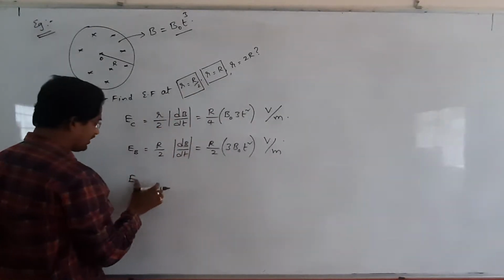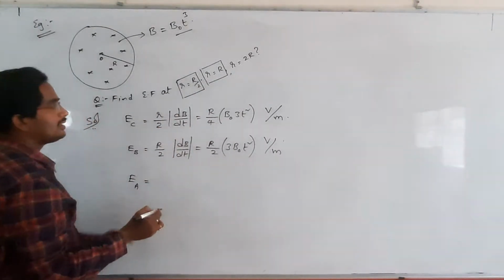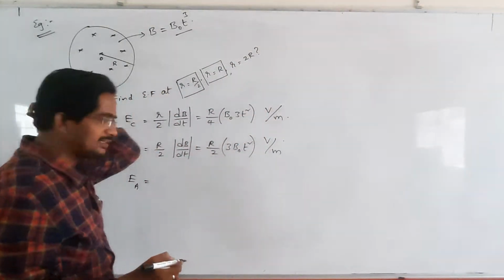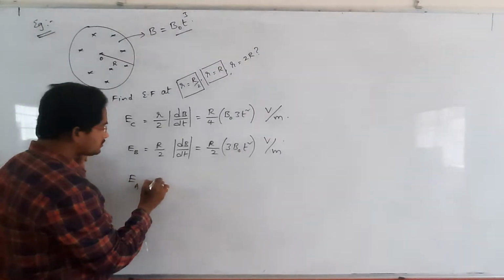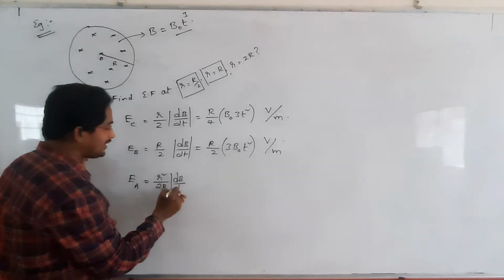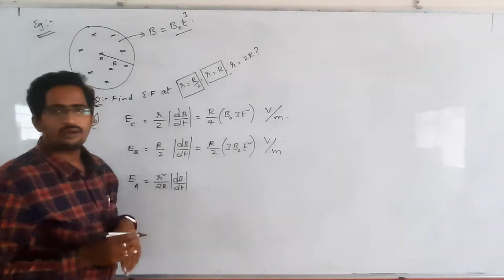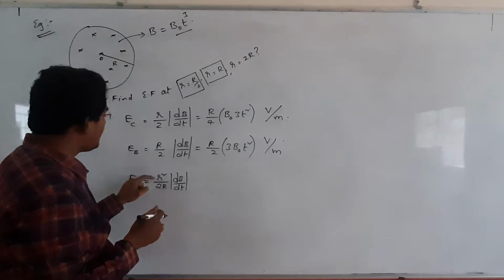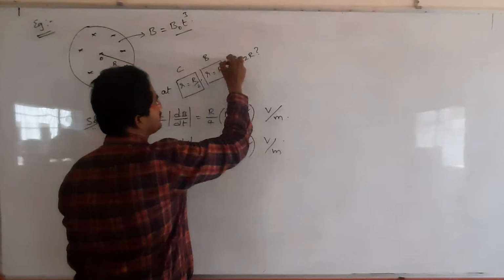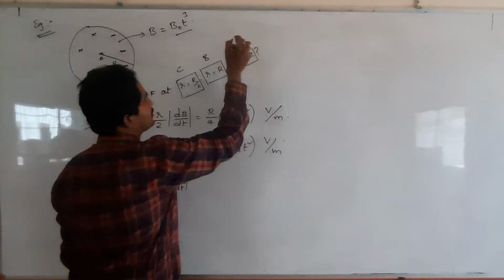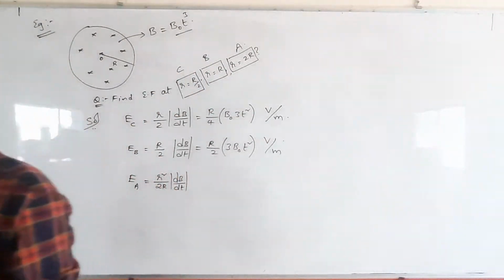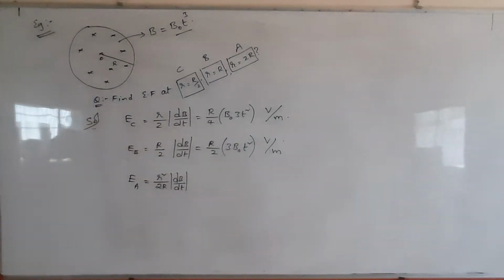And what about the electric field intensity at point C? This is A, sorry, outside point. When the point is outside, what is the electric field intensity formula? R square by 2r into mod of dB by dt. R value here is 2R. It is point C, at the point B, at the A. Yesterday already we derived it. So I am going through the formula we derived yesterday.